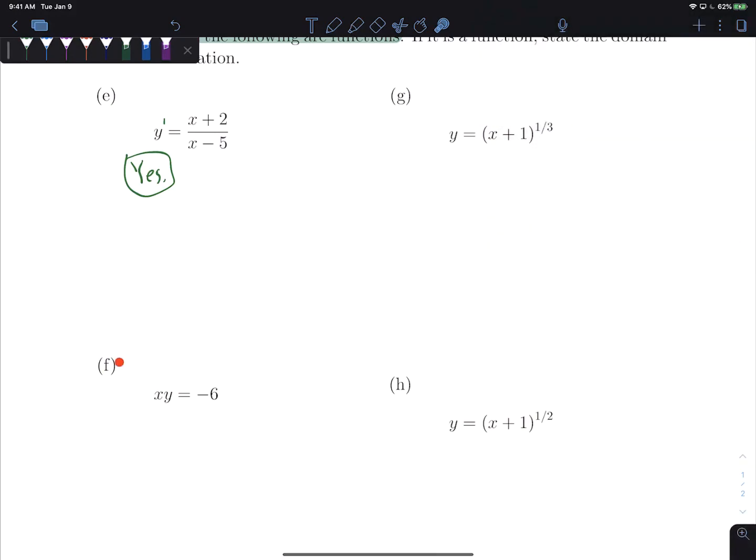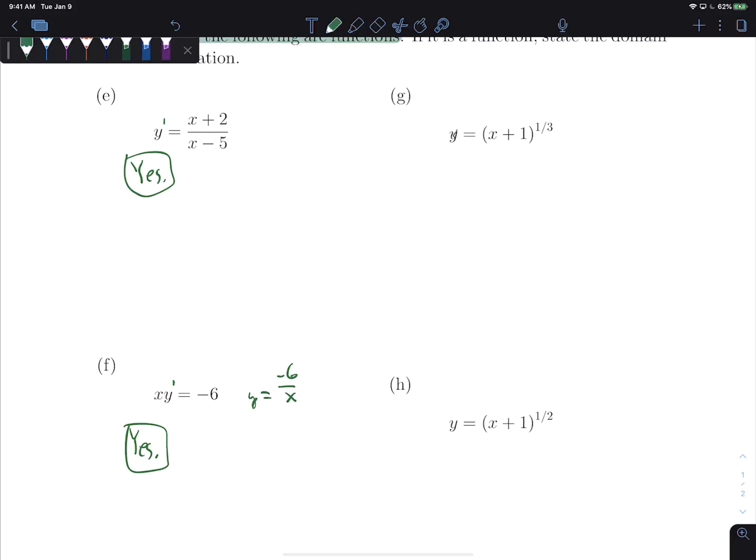Next, let's look at F. x times y equals -6. Now, this is a little bit weird. People tend to think of this as an odd one. The exponent on the y is a 1, so that's a good indicator that, yes, this is in fact a function. But notice that if we solve for y, we get y equals -6 divided by x, because the x is multiplying by the y, so to get it by itself, we need to divide by x. And this hopefully will help you see that, yes, this is in fact still a function.